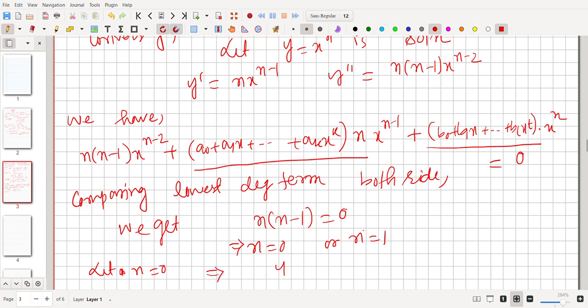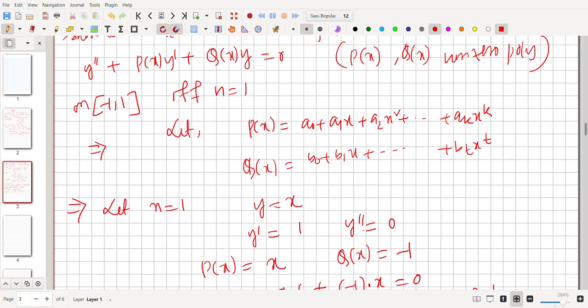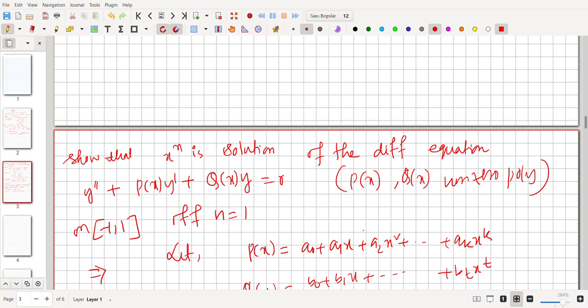Let n equal to 0. That will imply that y equal to 0, then y dash and y double dash equal to 0. Is it asking about a non-zero solution? Check. The zero solution is always there.